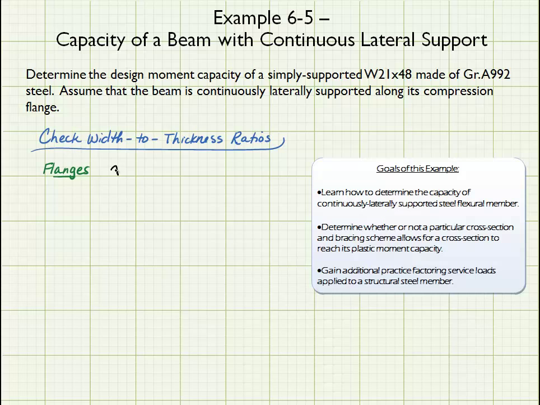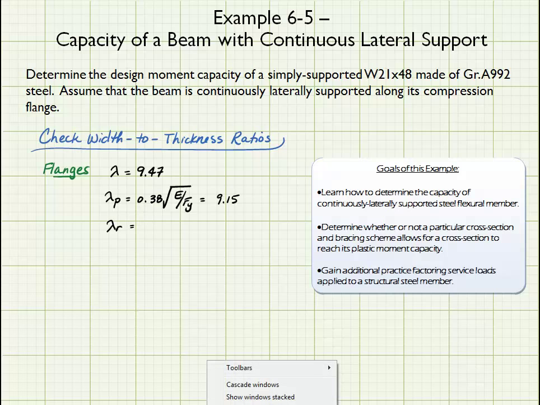W21x48 has a lambda for the flange of 9.47. That's tabulated in part 1 of the manual. Lambda sub p for the flanges, we said for rolled flanges, it's going to be 0.38 times the square root of E over Fy. For 50 ksi steel, that's 9.15. And now I'm comparing lambda to lambda sub p, and I see that lambda is larger. So I have to calculate lambda sub r to figure out if this shape is non-compact or slender.